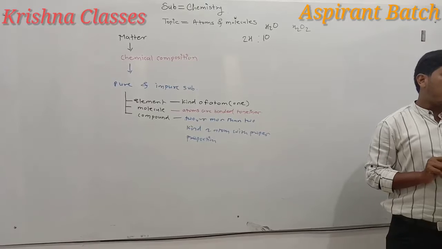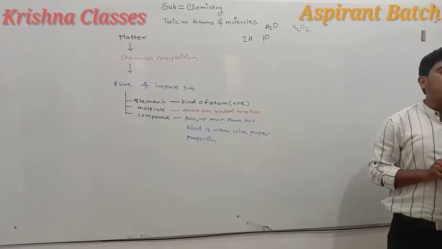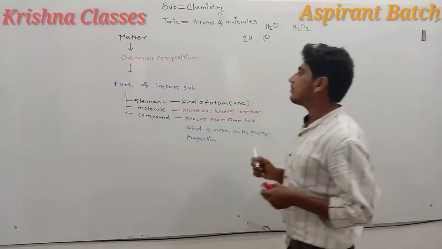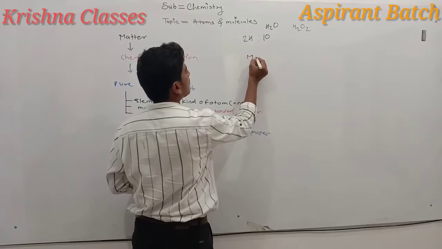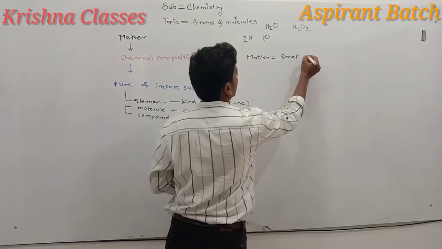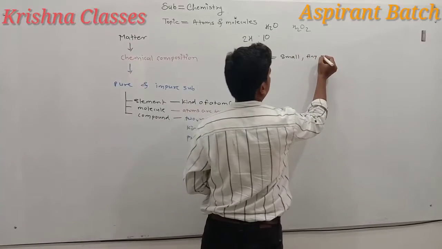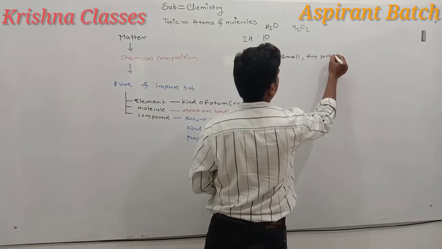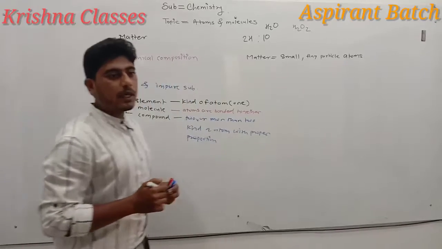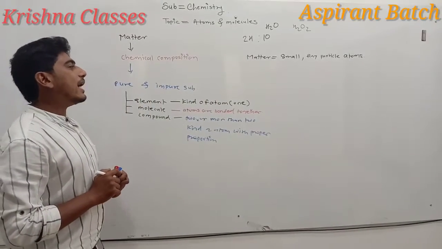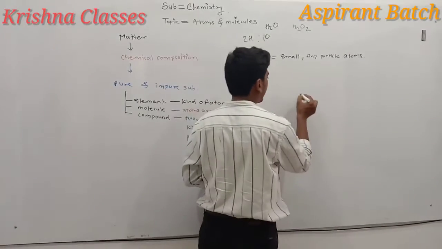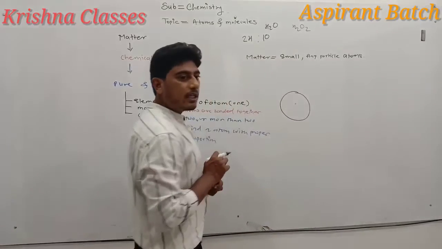With a proper proportion. We know that atoms are made up of small tiny particles. That is, first is the matter. Matter is made up of small and tiny particles called atoms. And we know that these atoms are further classified into three parts. That is, an atom is made up of three different types of particles.